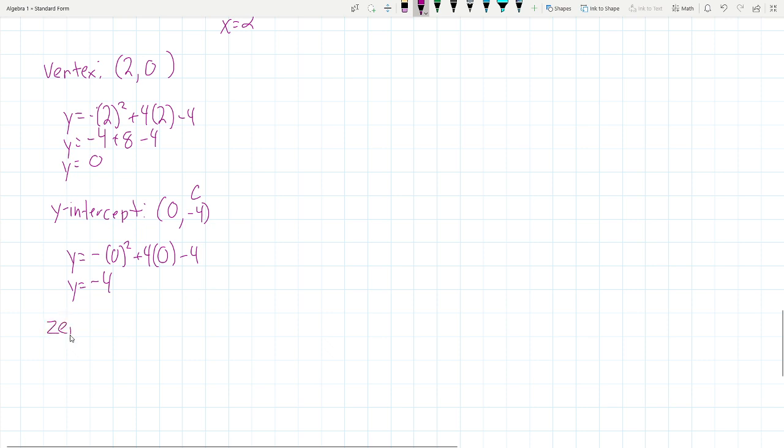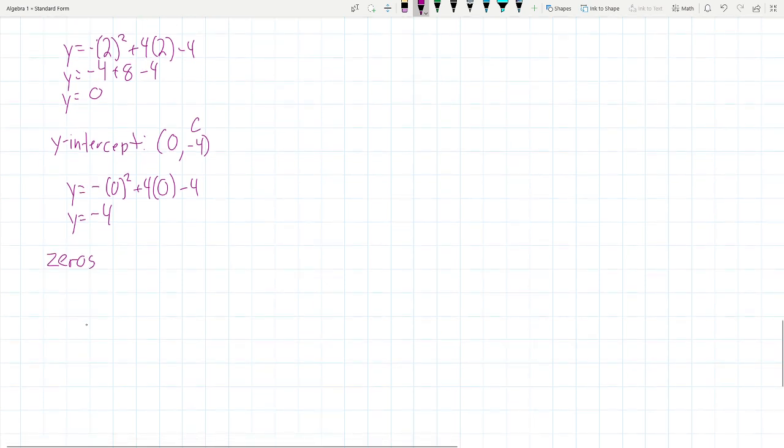Now the next thing that I have to find is my zeros. And maybe I'm good with it, maybe I'm not. You could have tried factoring and you would have been like, oh man, that just doesn't quite work. And so what we can do is use our quadratic formula. x equals the opposite of b plus or minus square root b squared minus 4ac all over 2a. Okay.